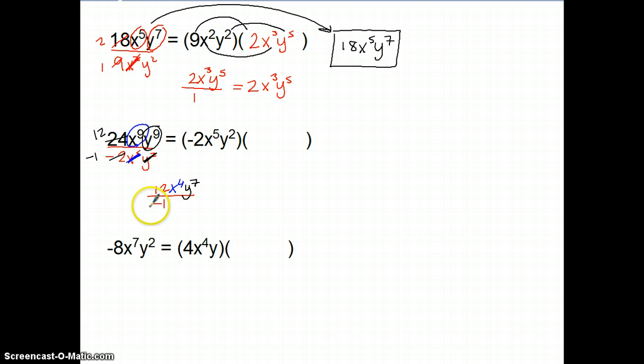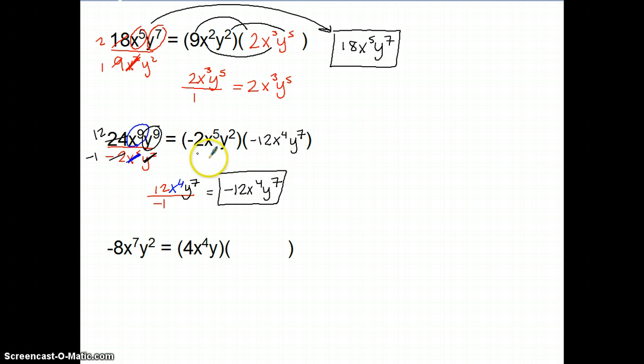So now how I can rewrite this, instead of my negative on the bottom, I can divide and make my 12 on top negative, and write this without the denominator. So I have negative 12, x to the 4th, y to the 7th.